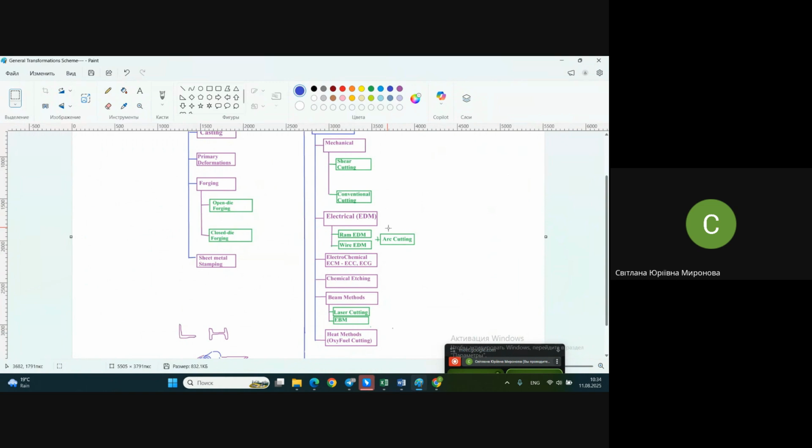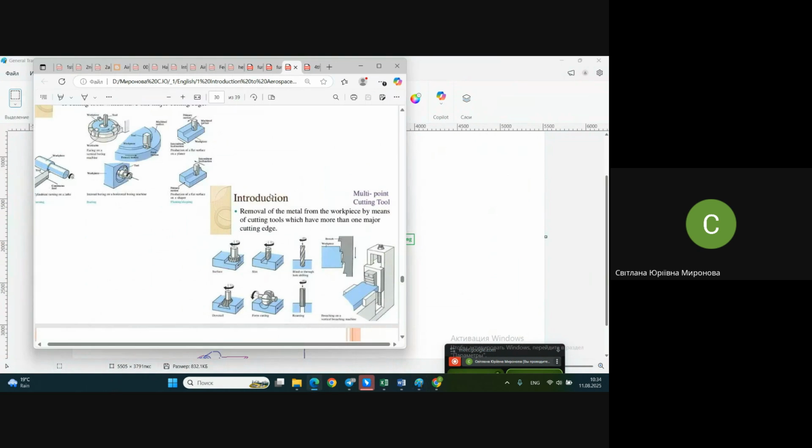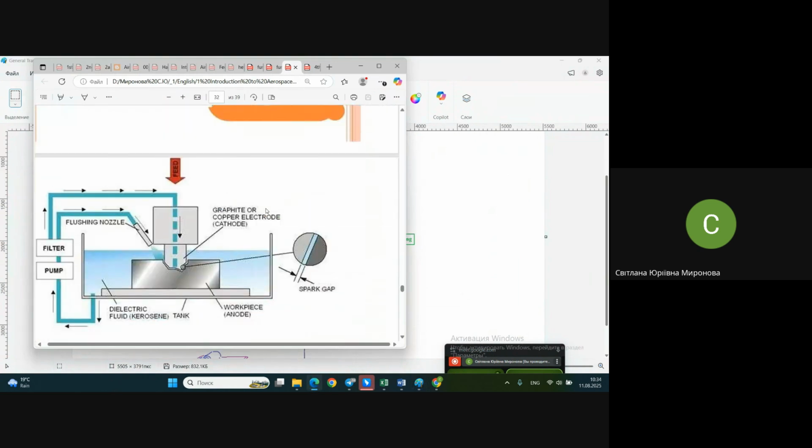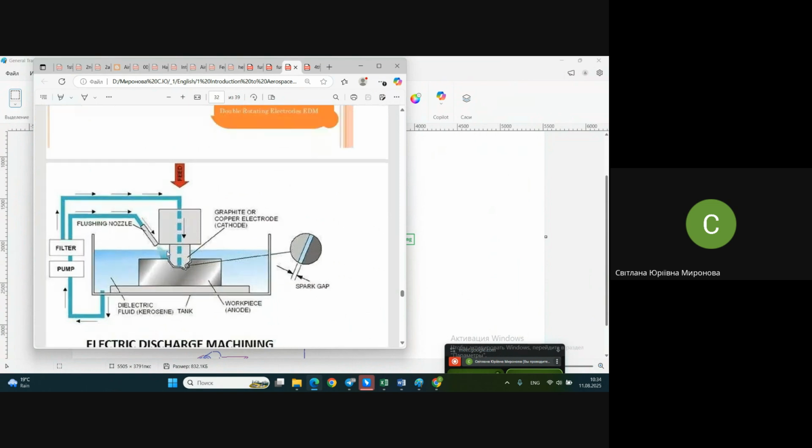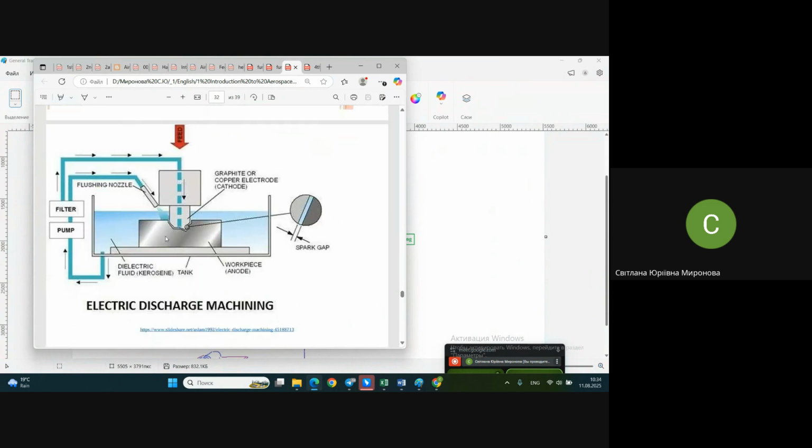And let's come back to EDM. What is this EDM idea? You see two big groups, RAM EDM and wire EDM. To understand what it looks like, now we see EDM of RAM type. Here is the workpiece. It's placed into a bath, into a container with special liquid. And this liquid, you see, practically covers the whole zone.